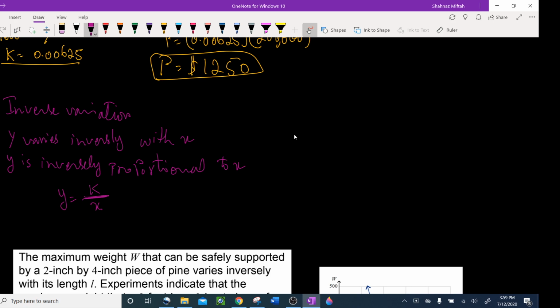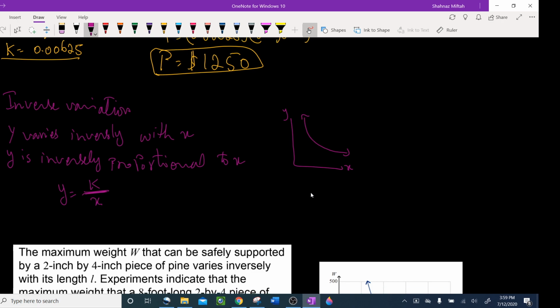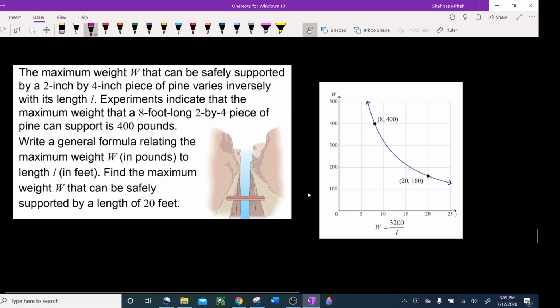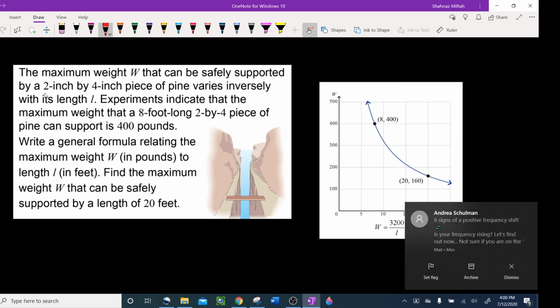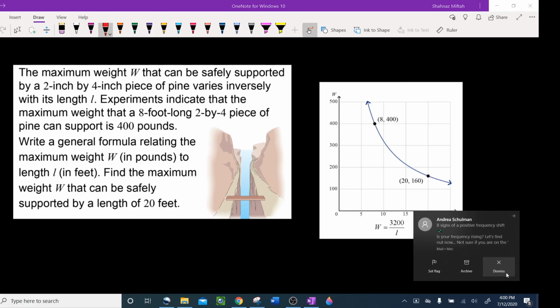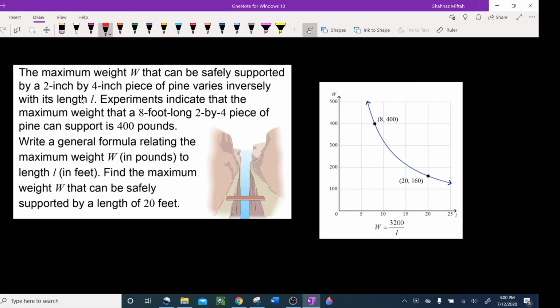The graph for this looks something like this. That's y and that's x. Okay, k is greater than 0 and x is greater than 0. So let's solve this word problem up here. The maximum weight W, and I'm going to underline the important information that we need. The maximum weight W that can be safely supported by a 2-inch by 4-inch piece of pine varies inversely with its length L. So varies inversely, length L, and that's a W.